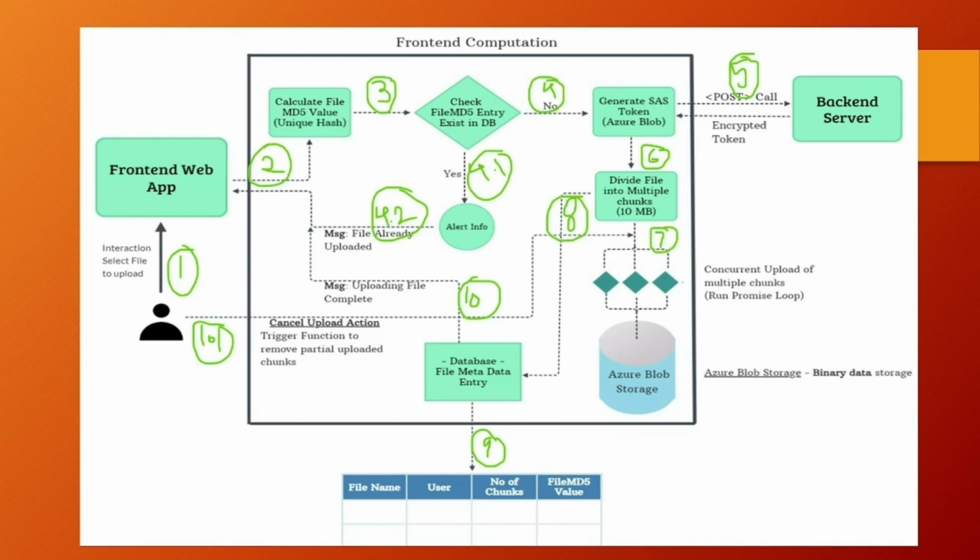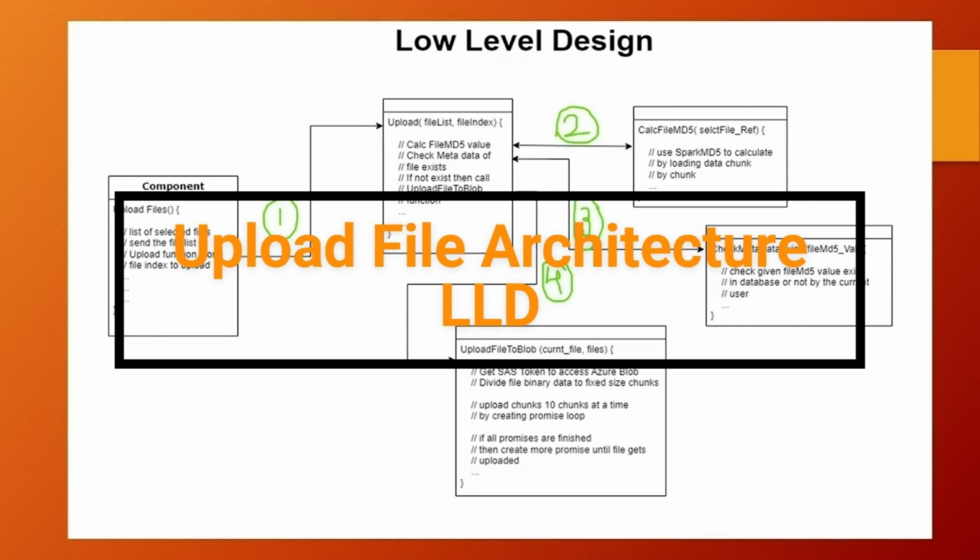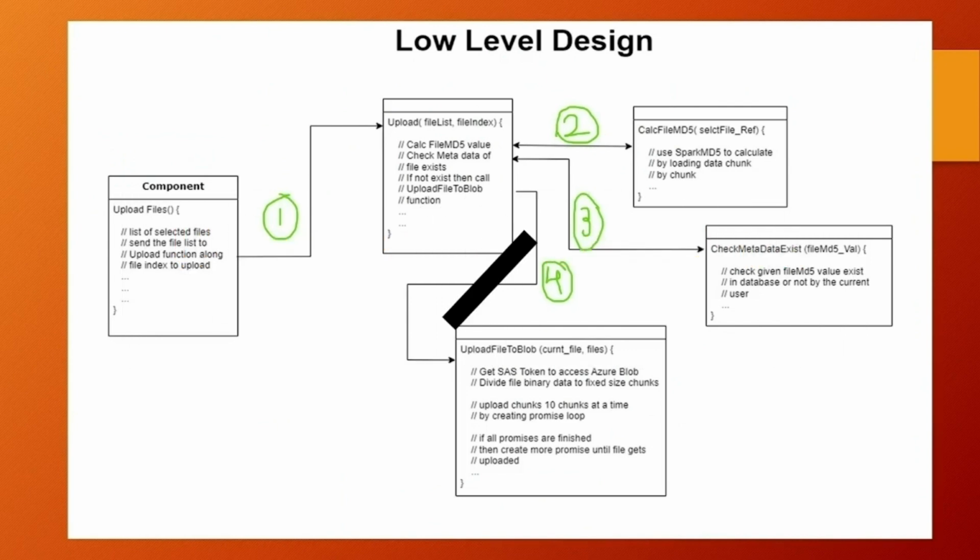So finally, the low-level design of the uploading file architecture will look like this. In case you are using Angular, then maybe you can create one Azure Blob Storage service file, which you can place inside the root directory of your project. Over here, I have divided the functionality in this manner. Firstly, we have an upload file function, which receives the list of selected files. Then we pass that particular list along with the file index to a further upload function.